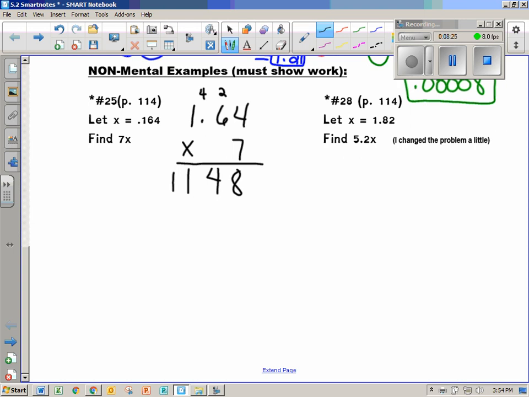So I count the digits to the right of the decimal points. I've got 1, 2. So I move it over 2 places. That's going to put it right there. And then just box your result.